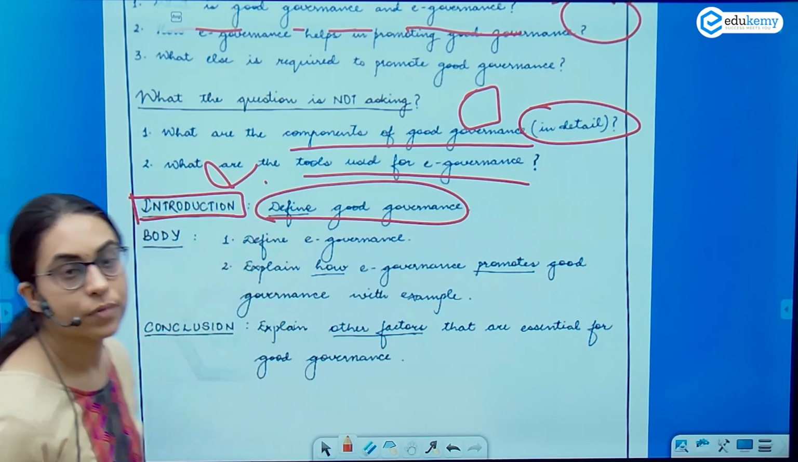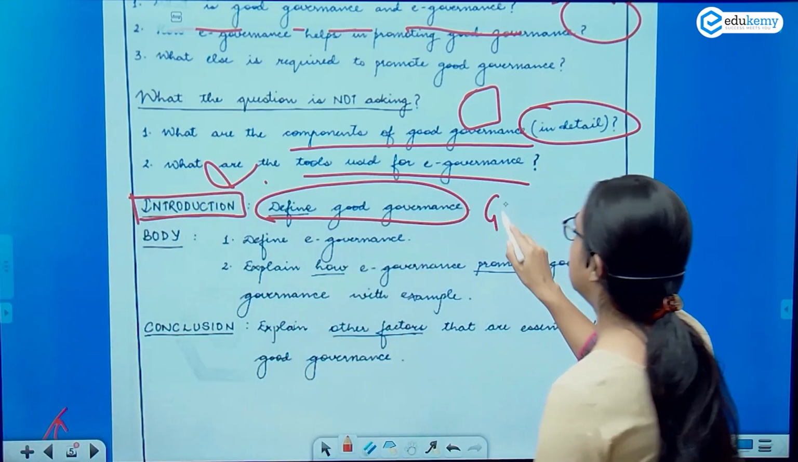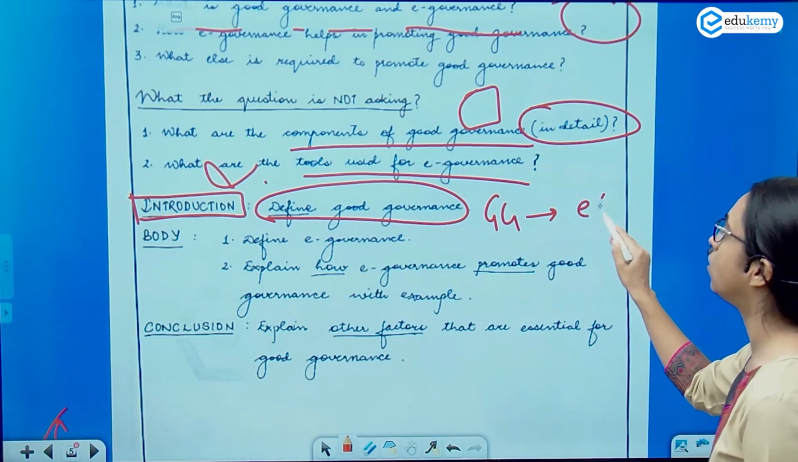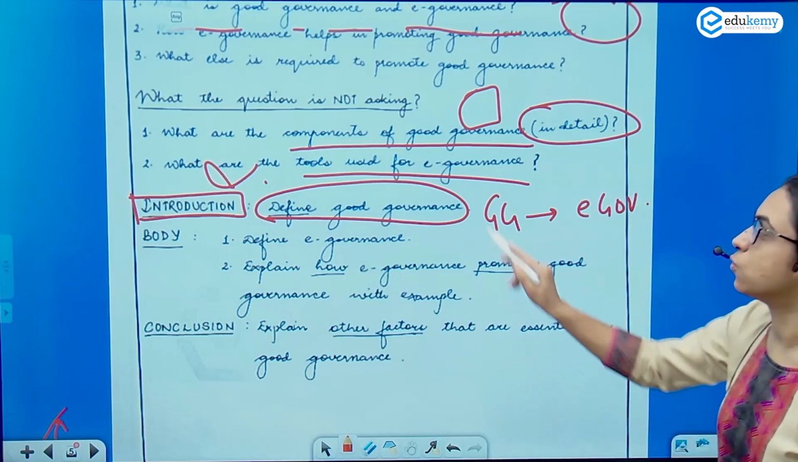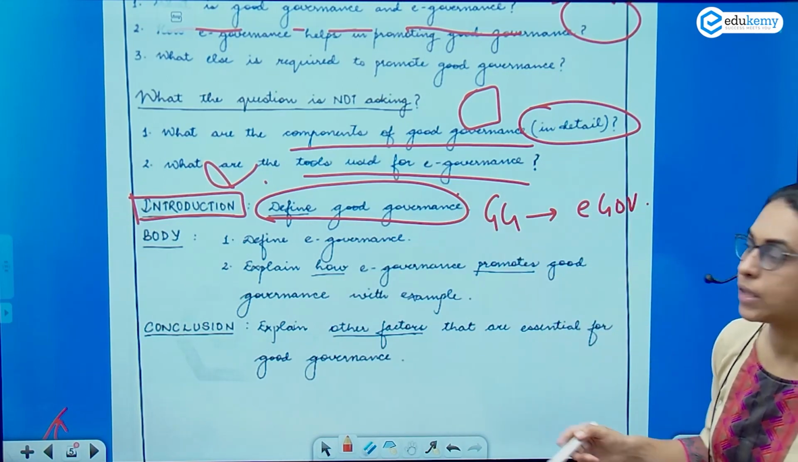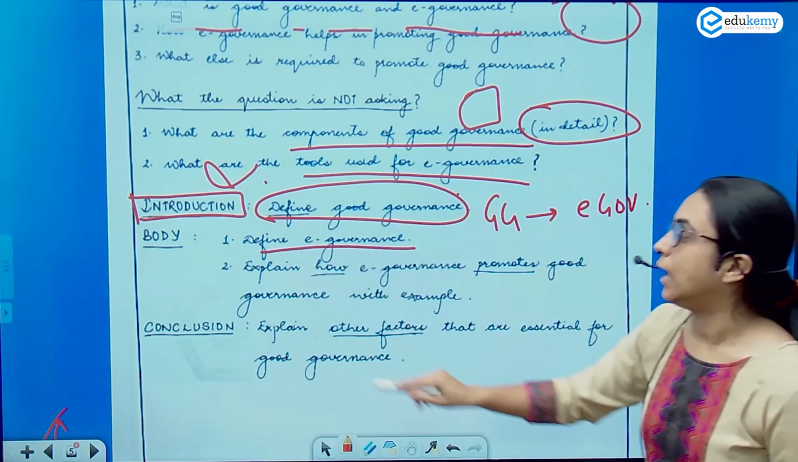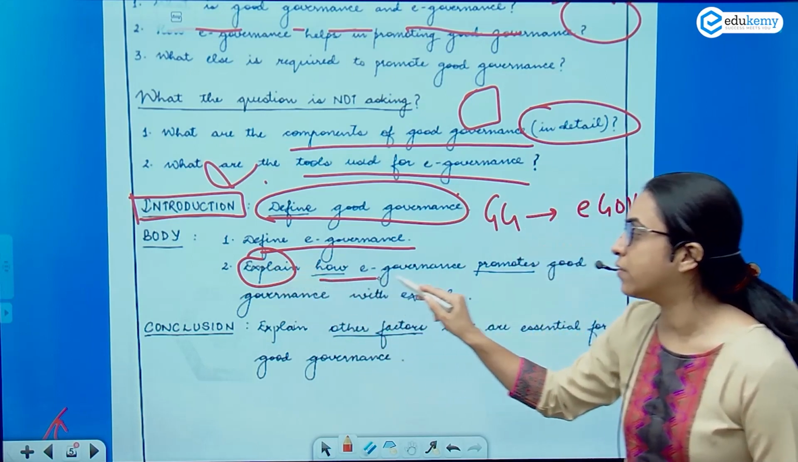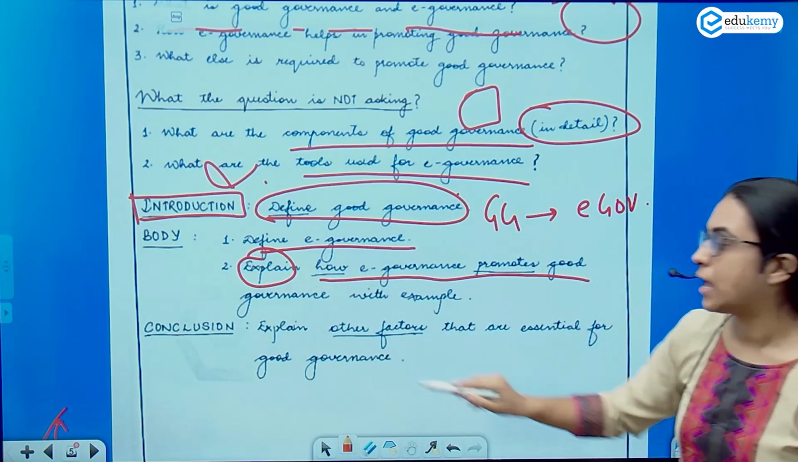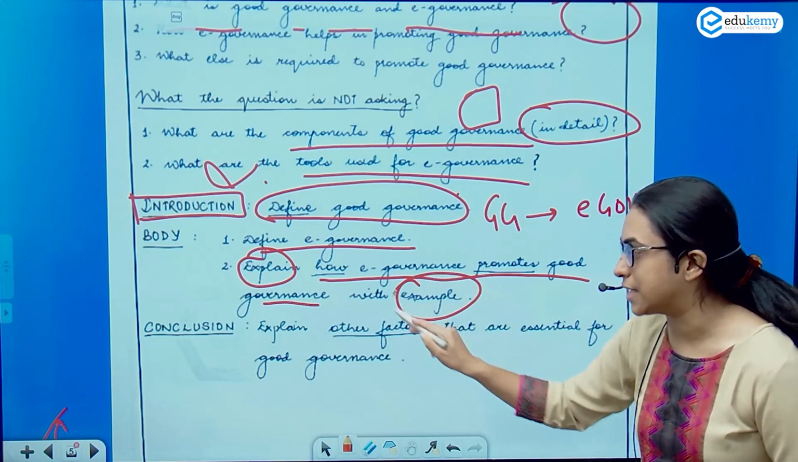What is the question? The question is: good governance is incomplete without e-governance. So first, what is good governance? Define it. Then you can also, in the body, define e-governance. Then you explain how e-governance promotes good governance, and you explain this with the help of examples.